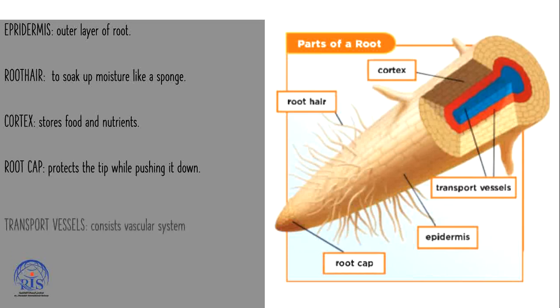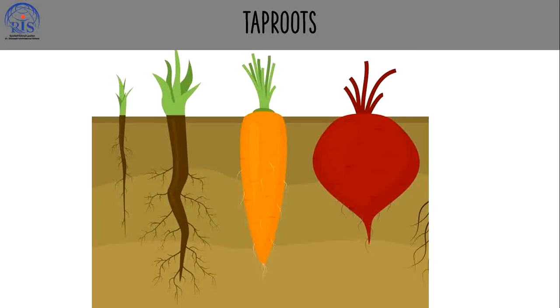And now to the last part, but not the least, transport vessels. This is the important part where the vascular tissue or the vascular system is present, which helps in transporting the sugar, food and nutrients. Now we will talk about different types of roots.